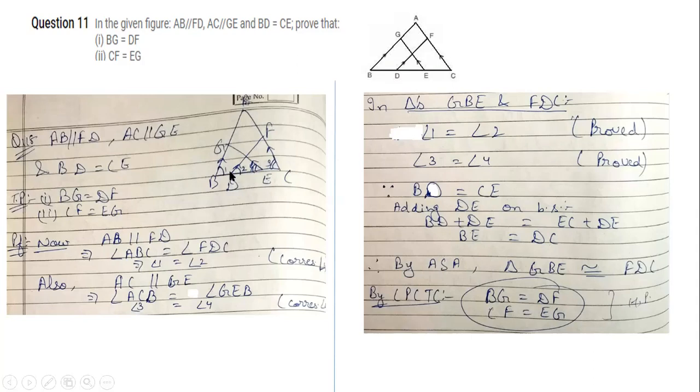Angle, and that side included between these two angles. That means angle, side, angle axiom. By using this axiom, we can say that these two triangles are congruent. And if these two triangles are congruent, so by using CPCTC, we can say BG is equal to DF and CF is equal to EG. Hence proved.